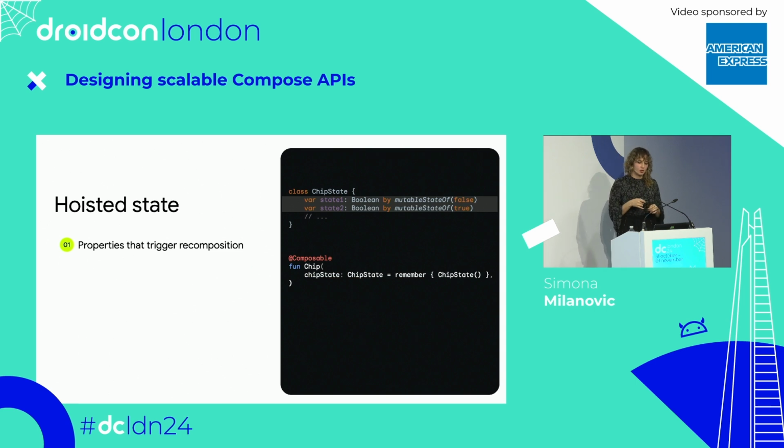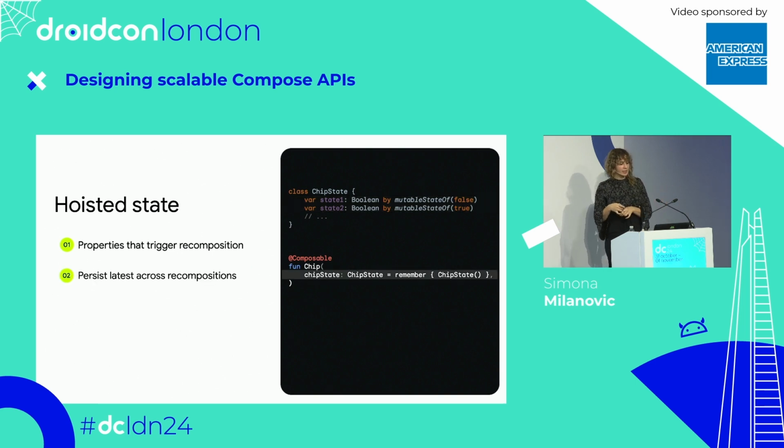Hoisted state holders only work as intended if they contain properties that trigger recompositions when changed, so your API is corresponding to the change as intended. This means you're relying on Compose's snapshot system, for example, through mutableStateOf, so that the UI can be observed and react to the property changes. And secondly, that it persists the latest values across different recompositions, which means the API matches its UI with the latest state that is valid in a reliable way.